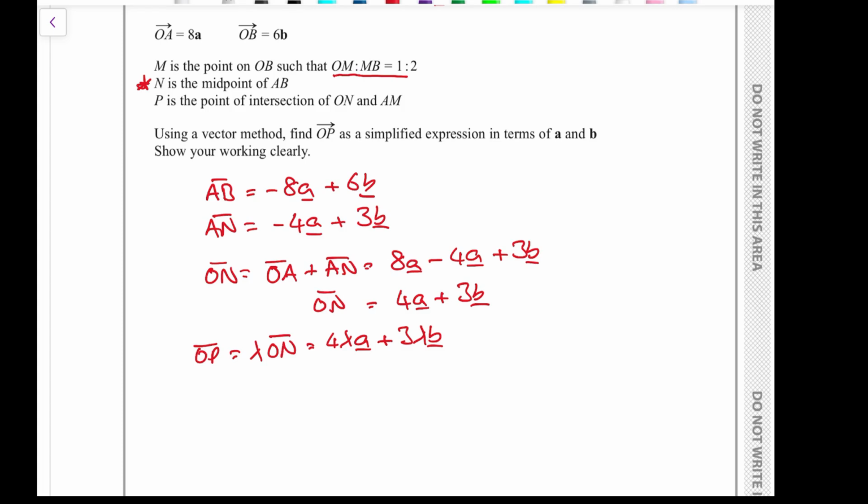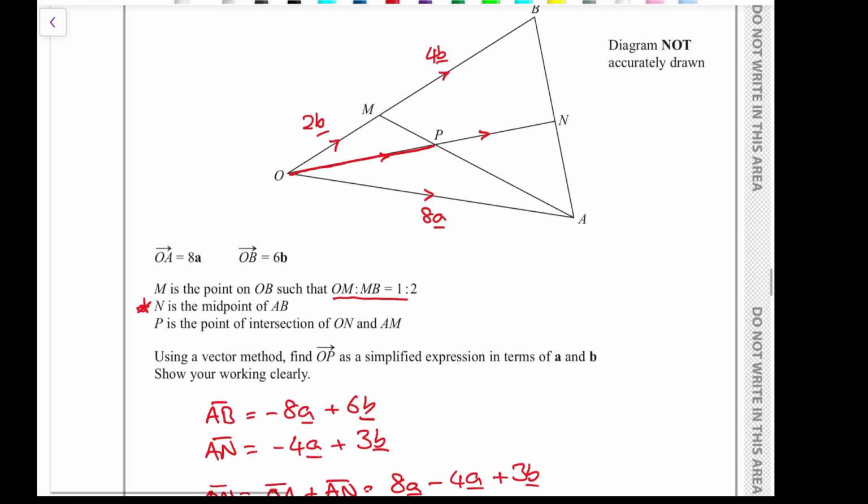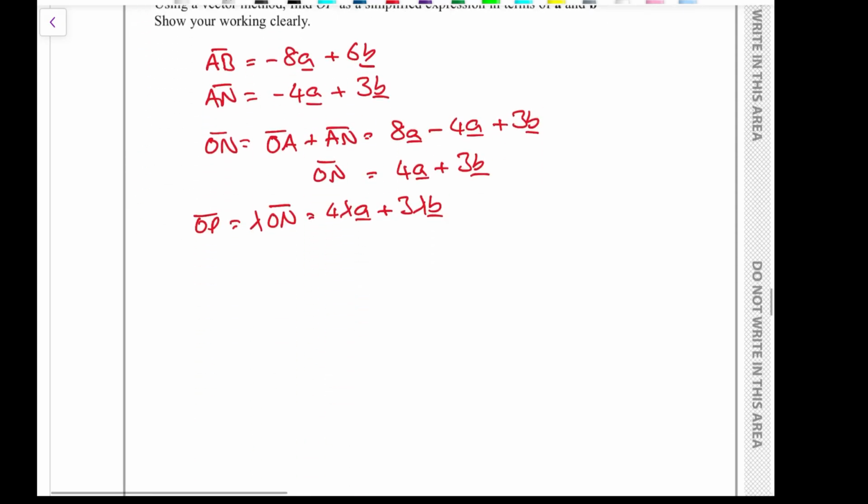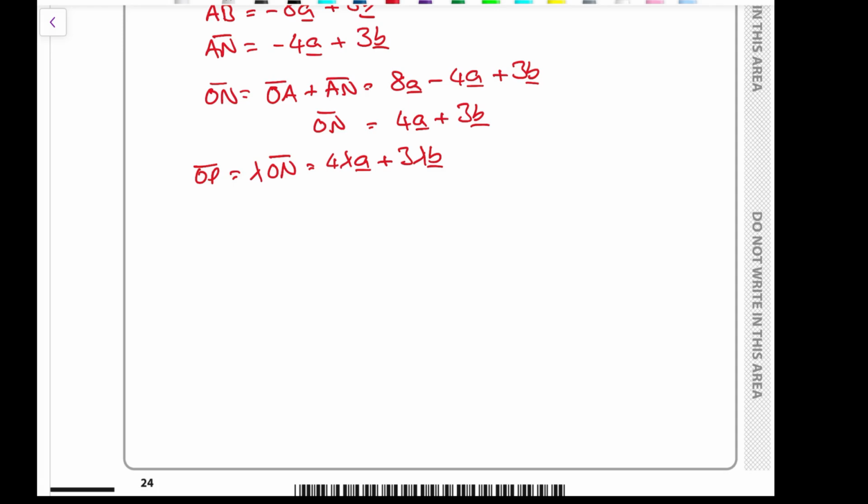So this is where I go to my technique. Remember what I said again. I'm going to work out what M to P and M to A is, because I know those two things lie on the same line, which means I must be able to say something about the coefficients. So let's write that out, and it'll make a bit more sense once I've written it out.